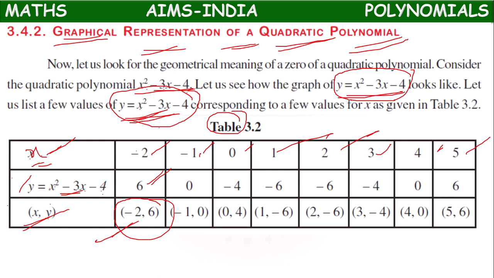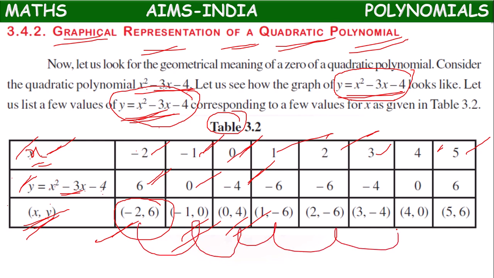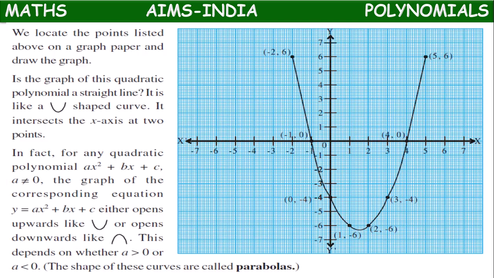In the same way, for -1, y is 0, so -1 comma 0. For 0, y is -4, so 0 comma -4. Like that, we have to construct a table for x values, y values, and for xy coordinates. Now we have got 8 coordinates. With the help of these coordinates, we can draw a graph. We can draw a graph like this.